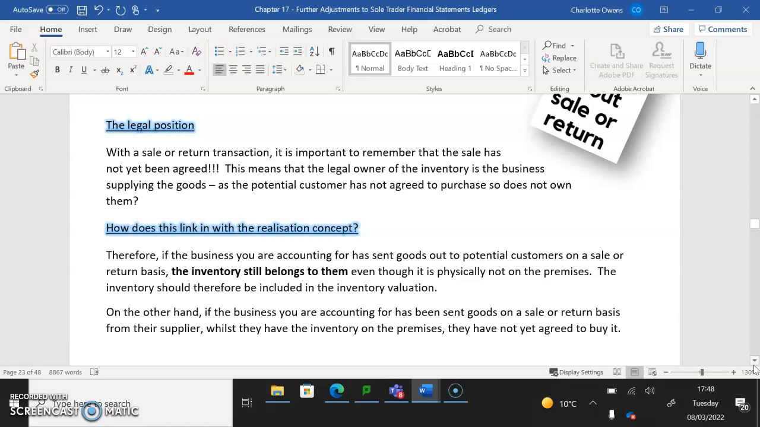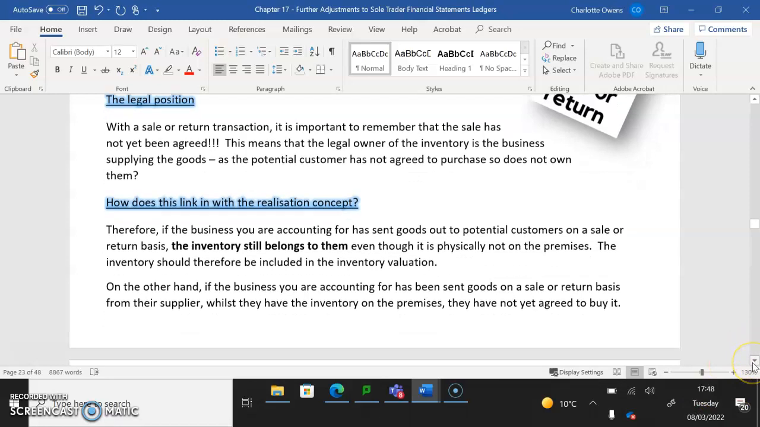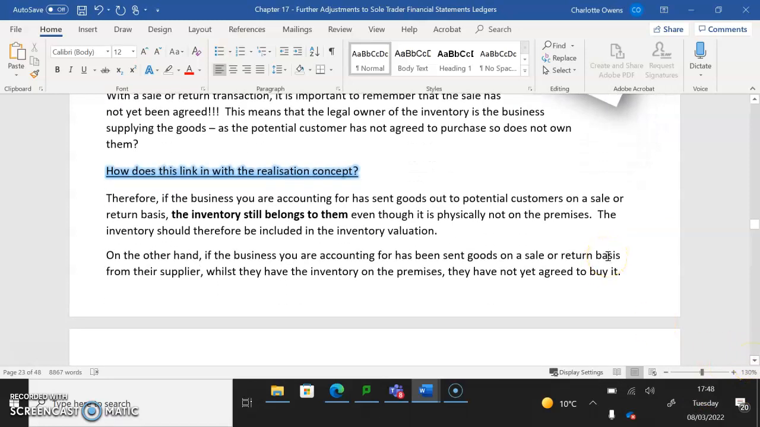How does this link with the realisation concept? Well, if the business we're accounting for is the supplier and has sent the goods out to the potential customer, the inventory belongs to them. And even though it's not physically on the premises, we should be including it in our inventory valuation. On the other hand, if we're the business that is the potential customer, whilst we have that inventory on our site, we should not include it in our inventory stock take because we have not yet agreed to buy. Hopefully that's given you a little bit of a recap of these two important adjustments that come in.